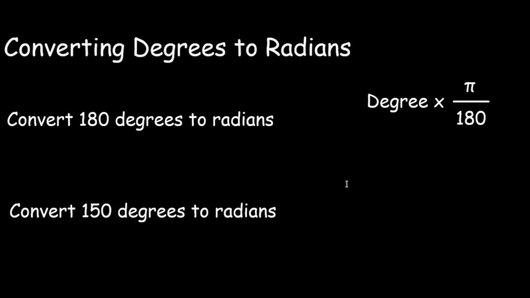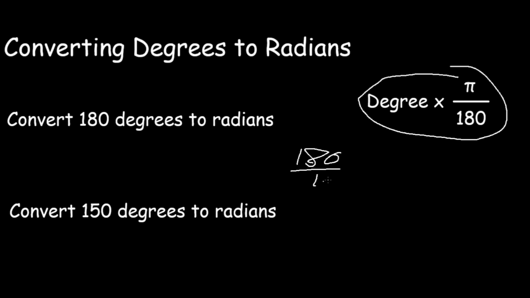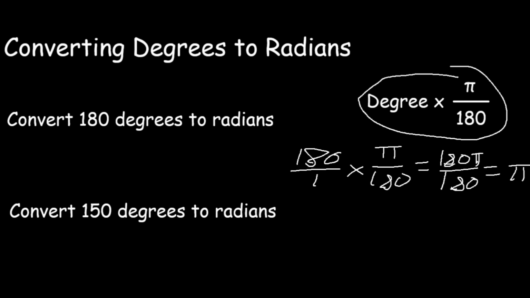Now, instead of converting radians to degrees, we'll convert degrees to radians. You can follow this formula here, degree times pi over 180, which is quite different from the formula for the radians, which is radian times 180 over pi. So let's go ahead and convert 180 degrees to radians. We'll put our 180 in, 180 over 1 times pi over 180. You see that we get 180 pi over 180, which is equal to pi. So the answer for 180 degrees in radians is pi.